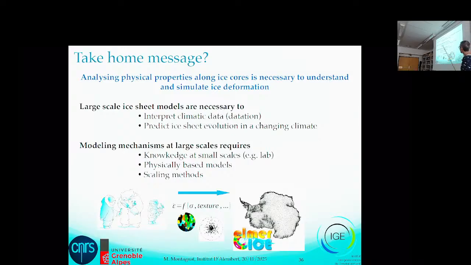Then modeling mechanisms at large scales requires the knowledge at small scale, so this is why we are doing lab experiments, but also physically based models, as we've seen, models that, for instance, are able to account for the ice anisotropy, and then some scaling method. How do we go from the lab to the large scale at a cost that is not too high? So this is where we are, and maybe more next time.